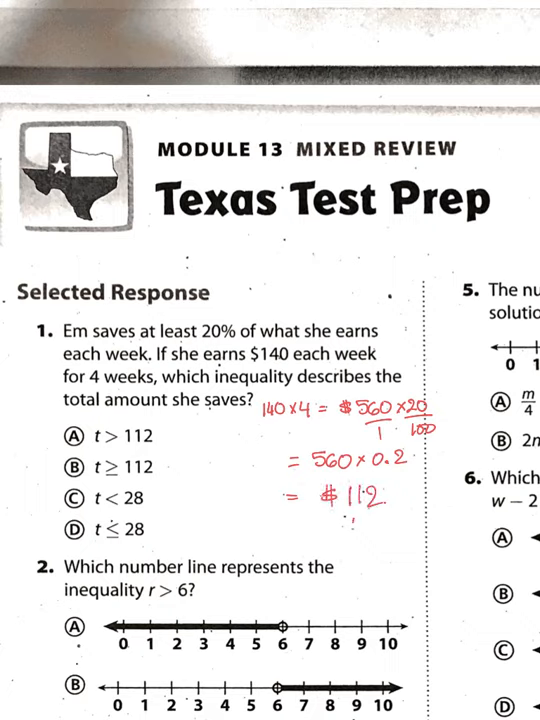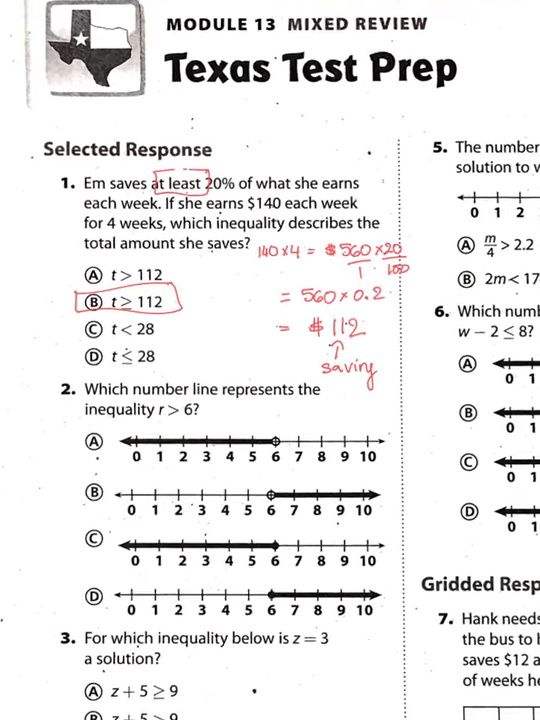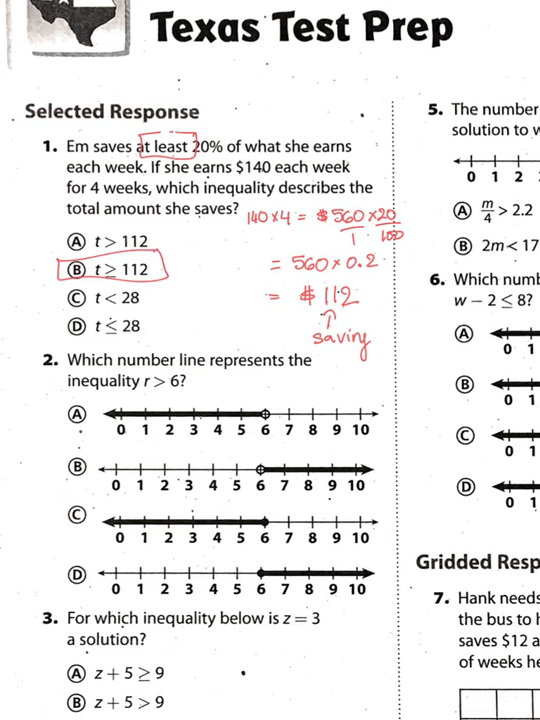Okay, which inequality says the total amount she saved? She saved at least, so she can save 112 or more. B. Number 2, which number line represents the inequality R greater than 6? R greater than 6 means the value of R will be 7, 8, 9, and 10, and so on. So we pick open circle to the right. B is the correct answer.